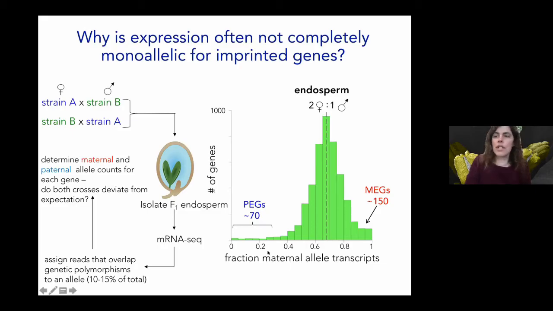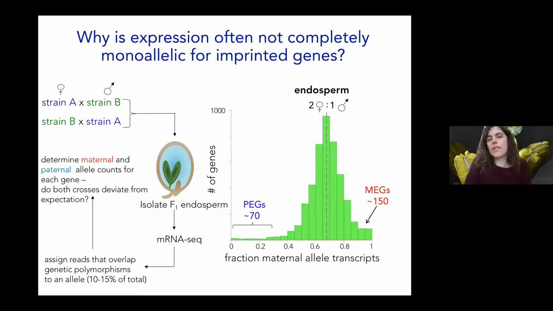The sorts of genes that are imprinted are variable. So there's not a lot of GO enrichment categories for MEGs. We see lots of different types of genes being imprinted. For PEGs, there is enrichment for transcription factors and chromatin modifiers.